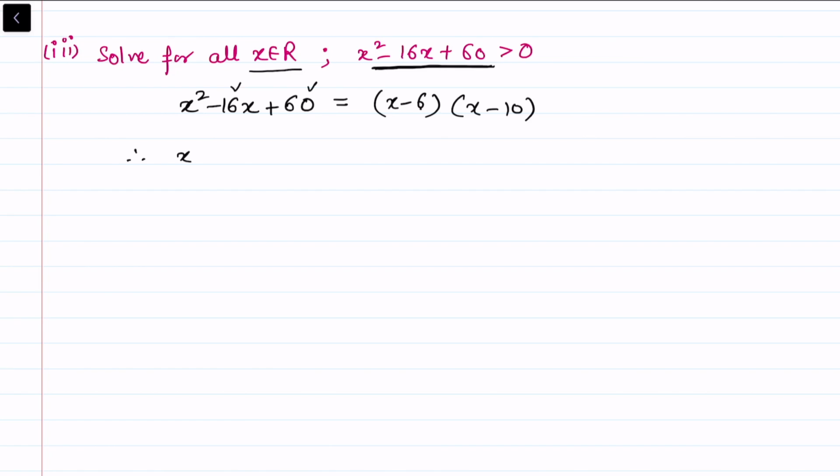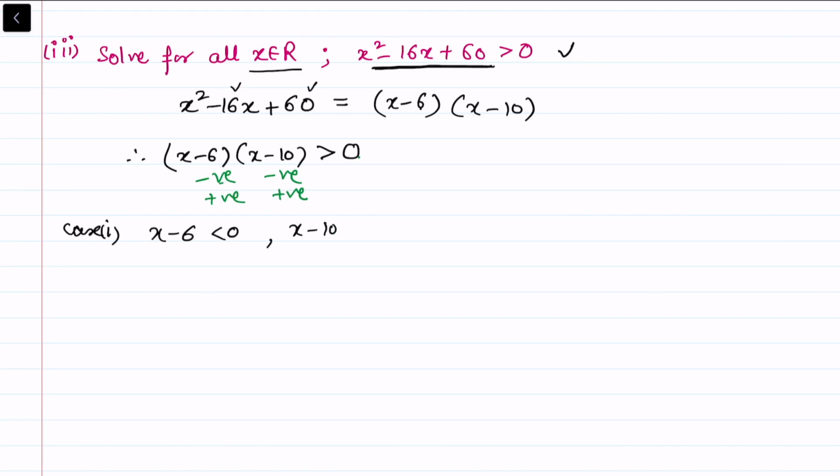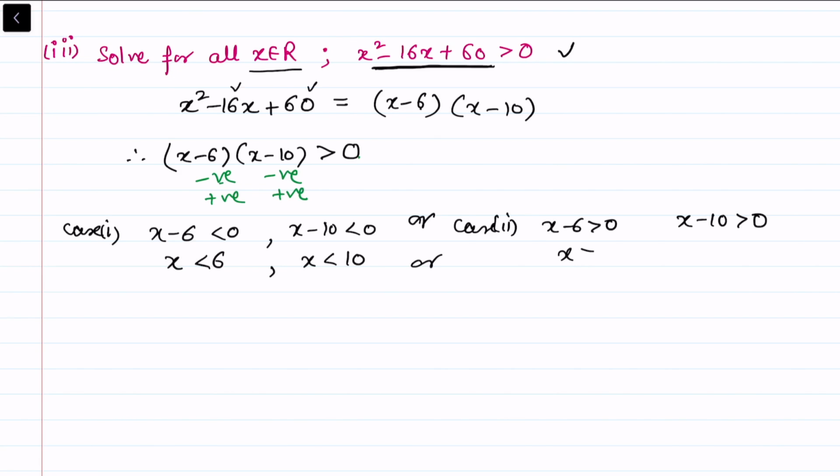So this means x minus 6 into x minus 10 both should be greater than 0 as given to the problem. So in this case, either they both are negative, so the product is positive, or they both are positive. These are the two possible cases. So let us form the cases. Case 1, x minus 6 is negative and x minus 10 is negative. Case 2, x minus 6 is positive, x minus 10 is positive. In this case, x is less than 6 and x is less than 10. Or this was the second case, x is greater than 6, x is greater than 10.